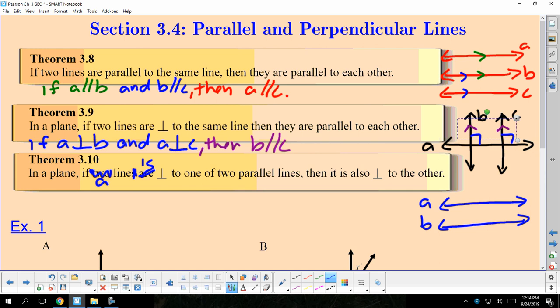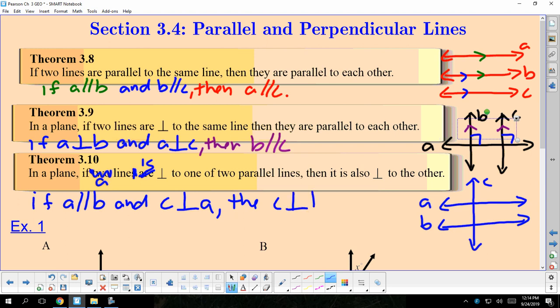A and B, and I have C. So this one states if A is parallel to B and C is perpendicular to A, then C is also perpendicular to B. We can use these as full-on statements and reasons.